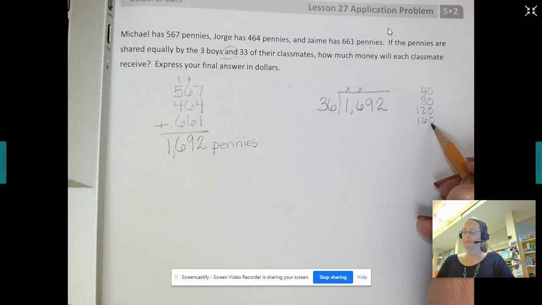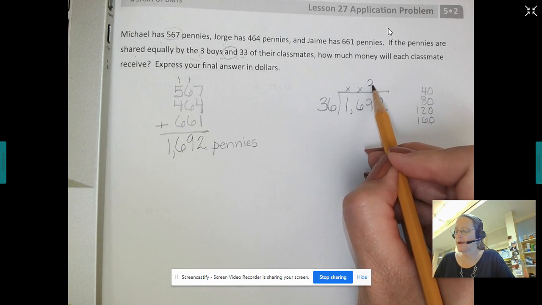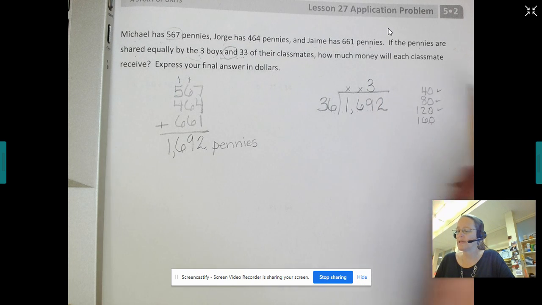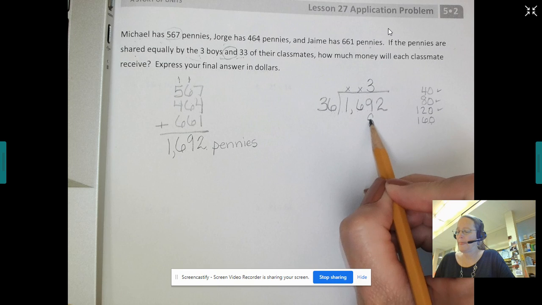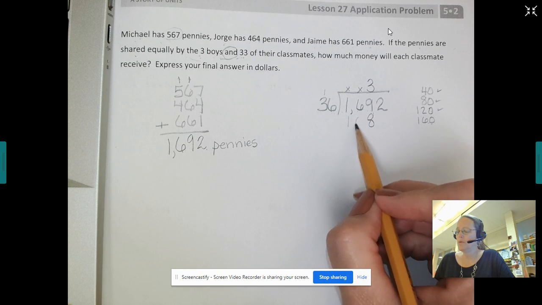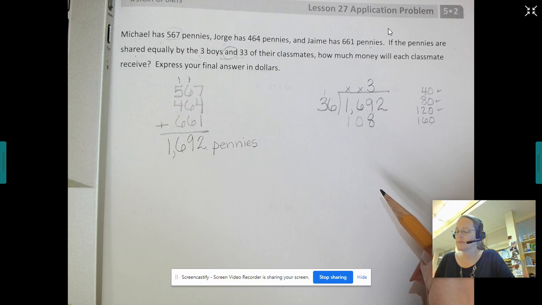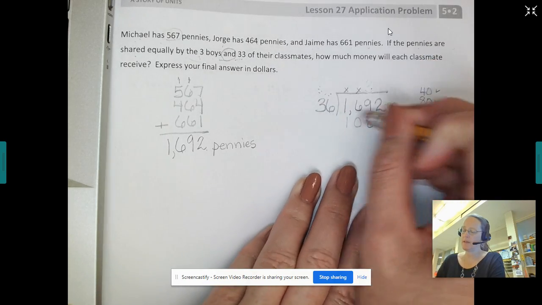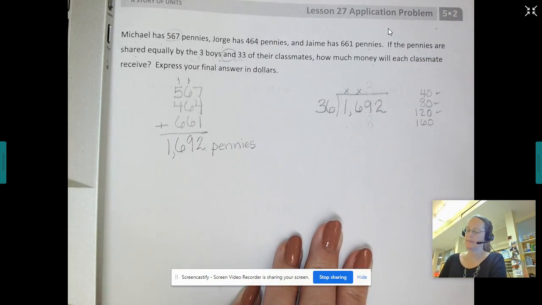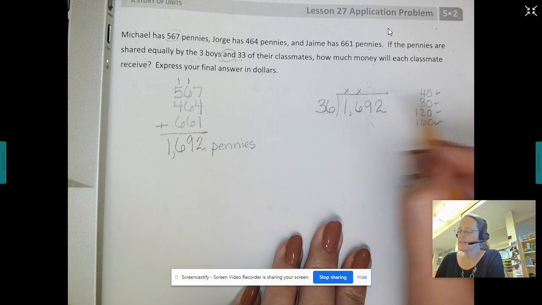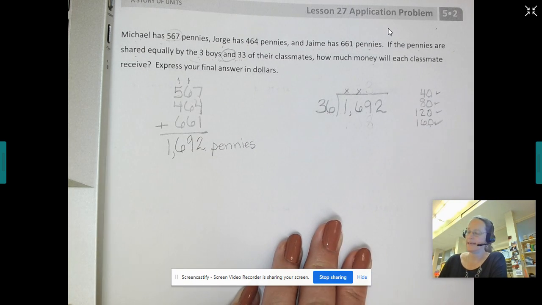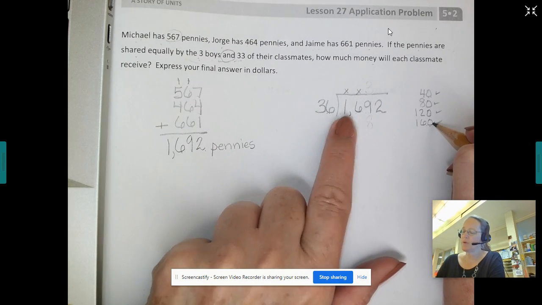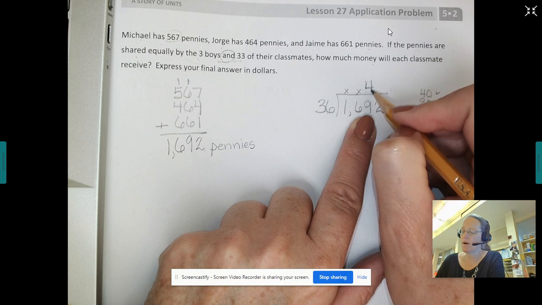I wonder. I think that's overestimating. I might stick with 3. Let's see what happens if we stick with 3 times. Ooh, that is not enough. So let's go to 4. Oh, Miss Mullinex underestimated, not overestimated, because 36 is less than 40. Silly. Okay, so 36 will go into 169 4 times.